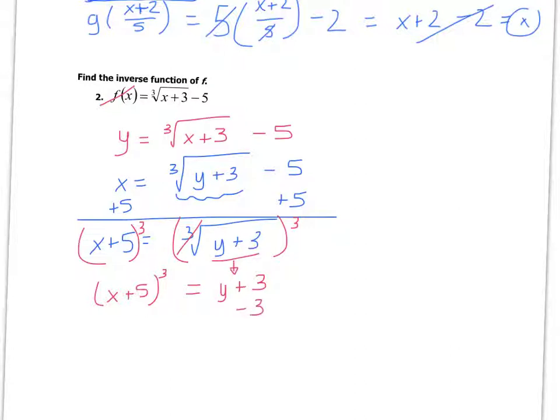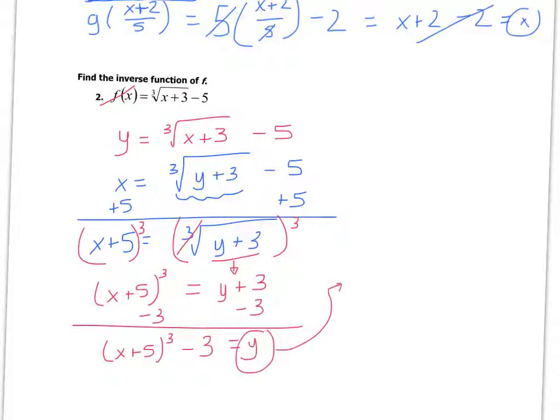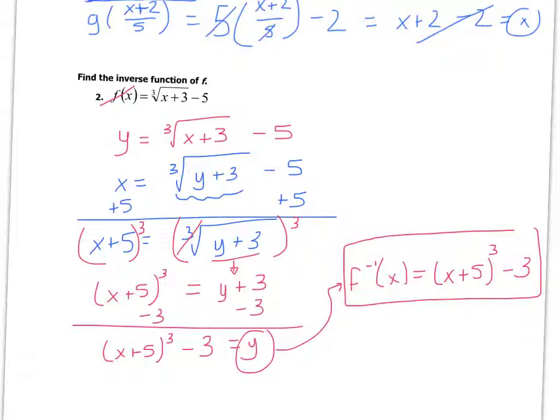Lastly, we just need to subtract 3 from both sides, so I have the quantity x plus 5 to the third power minus 3 equals y. When you have y alone, you rewrite it using function notation, and it is f inverse of x equals x plus 5 quantity to the third minus 3. This would be the inverse function of f.